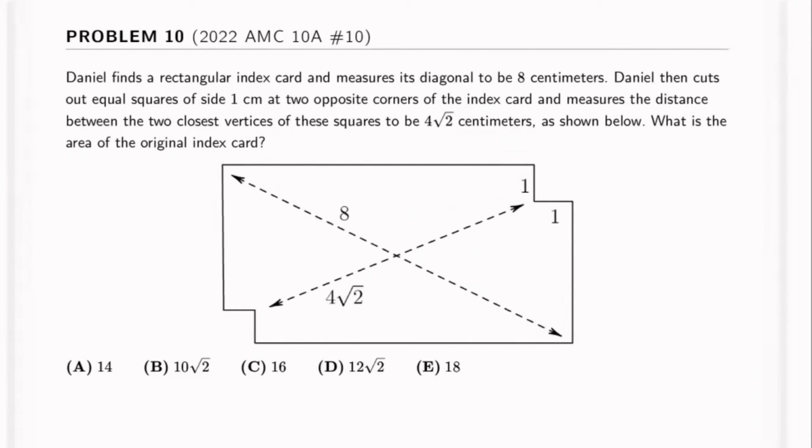Daniel finds a rectangular index card and measures its diagonal to be 8 centimeters, which is given. Then he cuts equal squares of side 1 centimeter at 2 opposite corners, and measures the distance between the closest vertices of the squares to be 4√2. What is the area of the original index card?